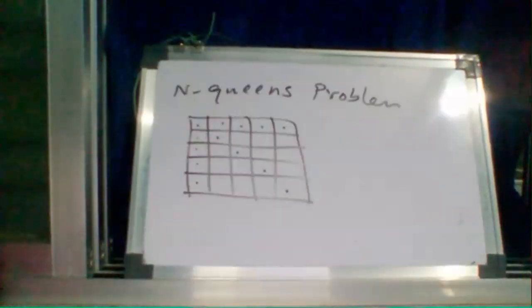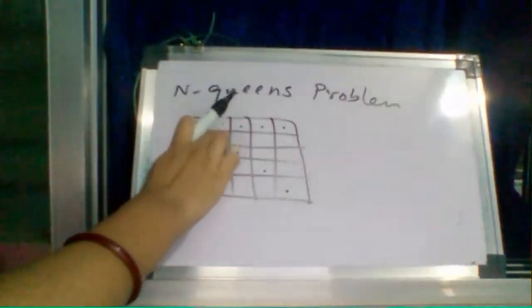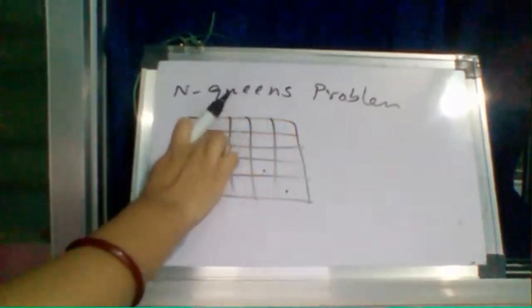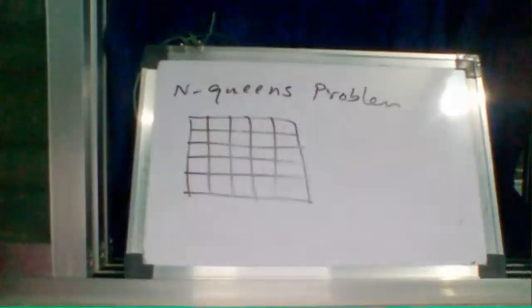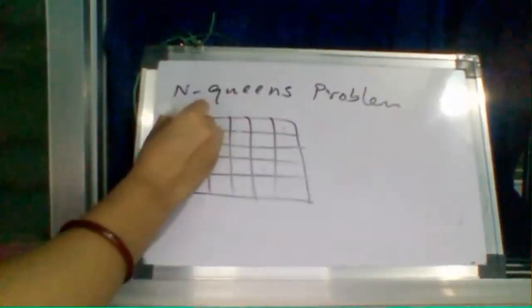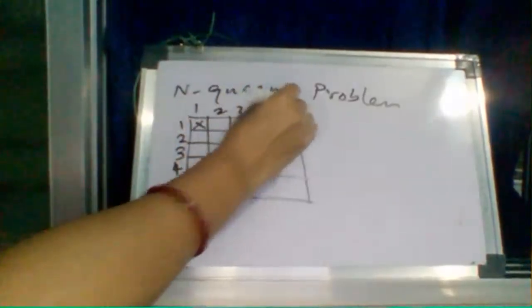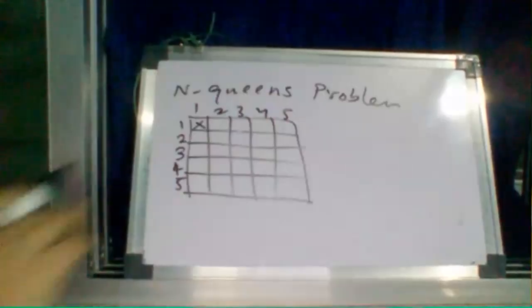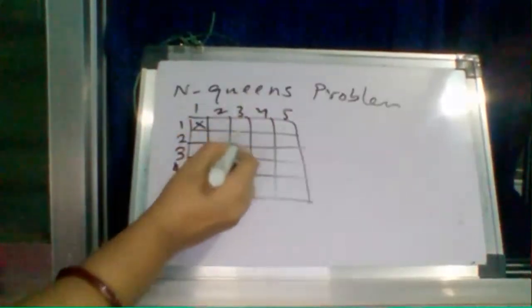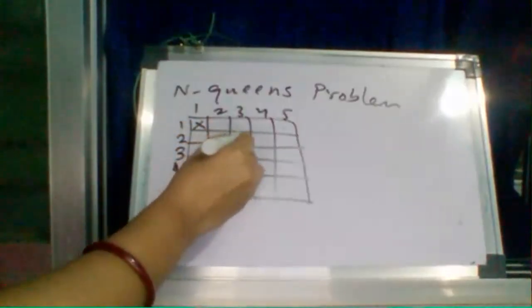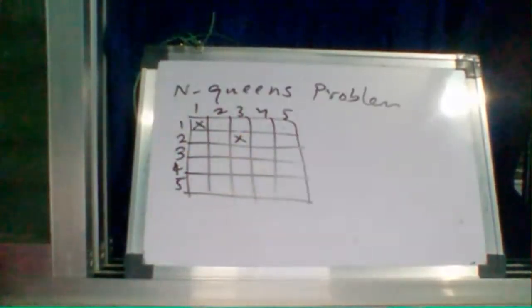Now, first I have considered the 5 queens problem. So suppose I am placing the queens in this way. I'm just removing these dots and then I will place the queens. Suppose I am placing the first queen here. I am giving the row number and the column number. Then the second queen I cannot place in the same column or same row. I have to select the next row and not the same column also. I can place it here.